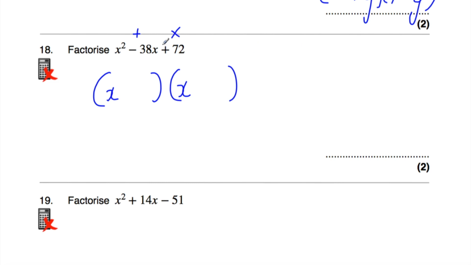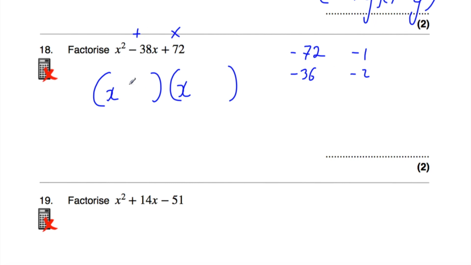Now, let's find some numbers that times together to be 72. So let's try minus 72 and minus 1. Well, minus 72 times minus 1 would be 72. And if we add them together, that's going to be minus 73. So that's not the minus 38 that we're looking for. Now let's try minus 36 and minus 2. Well, minus 36 times minus 2 would be 72. Fantastic. And minus 36 plus minus 2, well, if we go down another 2, that's going to be minus 38.